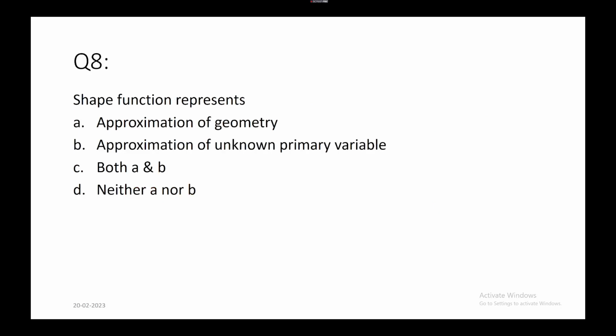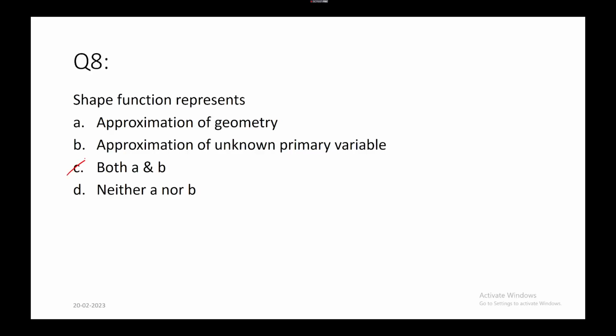So this is question number 8. What does the shape function represent? There are four options. Option A: the shape function represents approximation of geometry. Option B: approximation of the unknown primary variable. The third option is both A and B, and the fourth option is neither A nor B. So can you guess? Both A and B, okay.